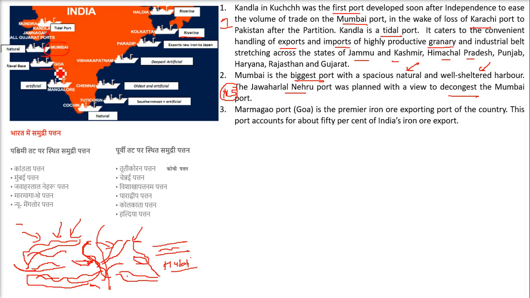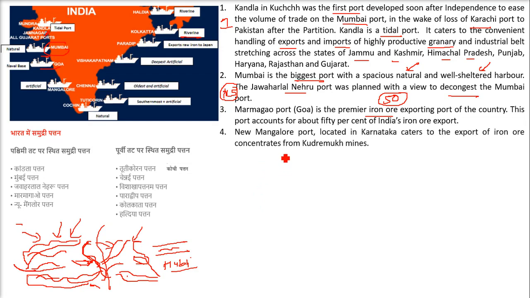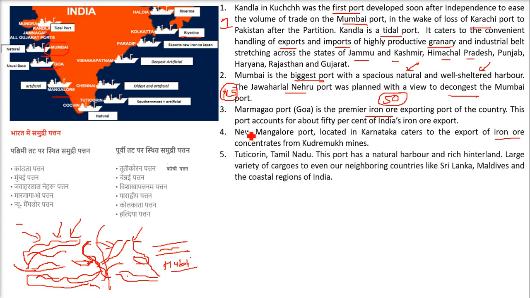Then we have Goa here. Marmagao is the premier port for exporting iron ore. 50% of the iron ore goes from this place, Marmagao. Then New Mangalore port here in Karnataka is exporting the iron ore coming from the Kudremukh mines. Then we come to Tuticorin. We'll come to Cochin just now, but we have to talk about Tuticorin. This is in Tamil Nadu.